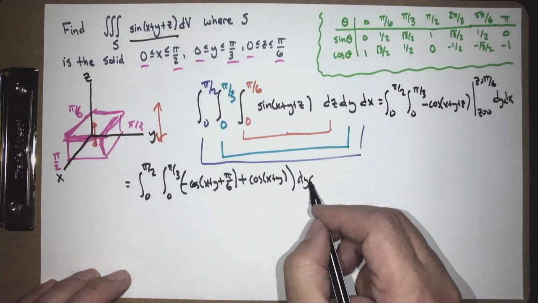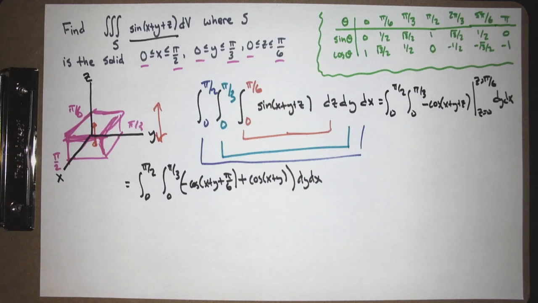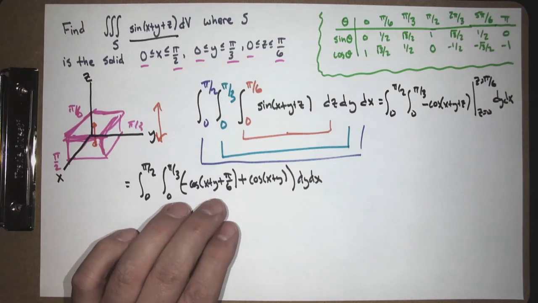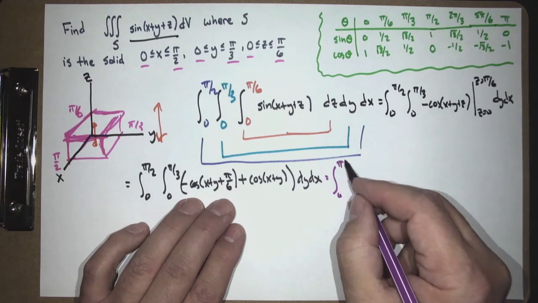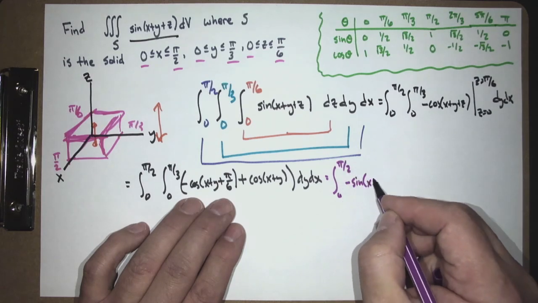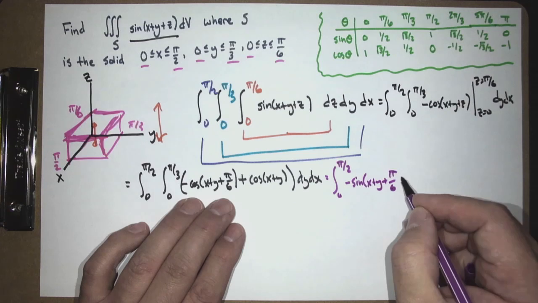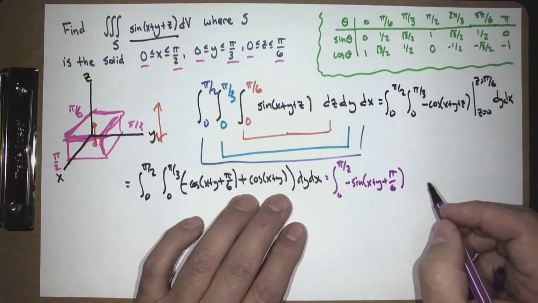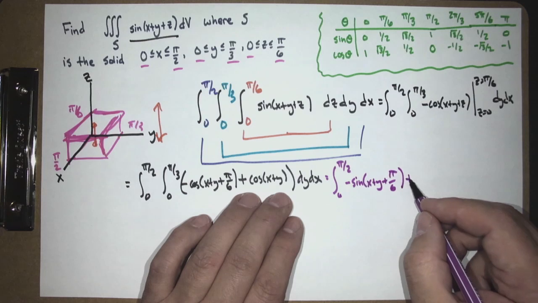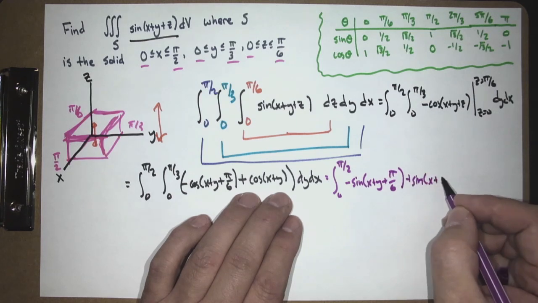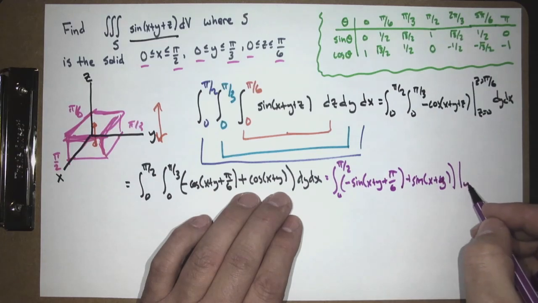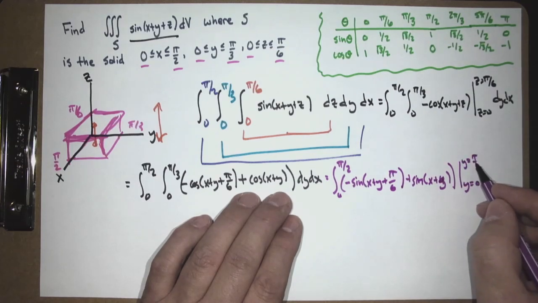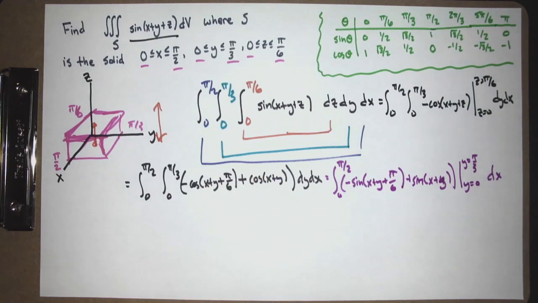And then we're going to integrate dy dx. Okay. Well, so we integrate. What's the integral of negative cosine of x plus y plus pi over 6? Negative sine of x plus y plus pi over 6. What's the integral of cosine x plus y with respect to y? Positive sine of x plus y. And then we're going to evaluate from y equals 0 to y equals pi over 3. And after we do that, we'll integrate with respect to x.